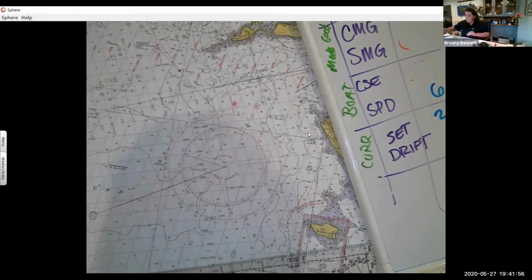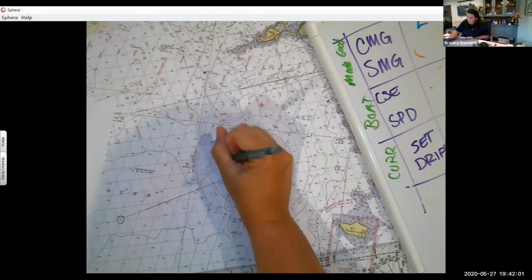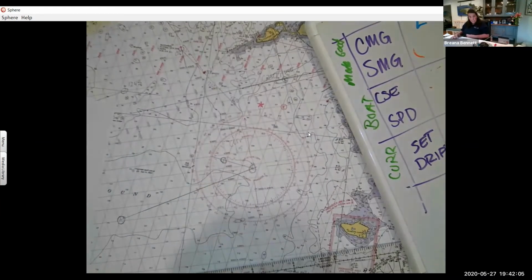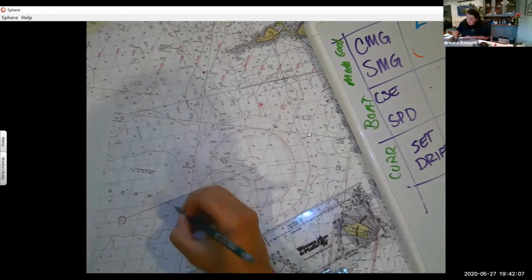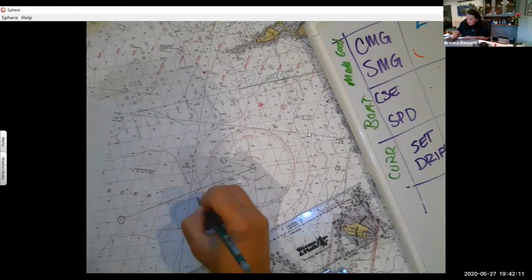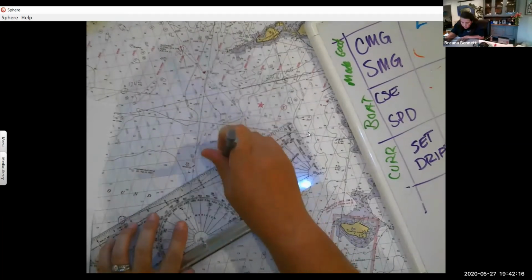Barely off the chart here. So I have my 3 points of my triangle, and now I can just connect the two. This is my made good. This is my current. Now if I connect the two, I can see what my boat is.